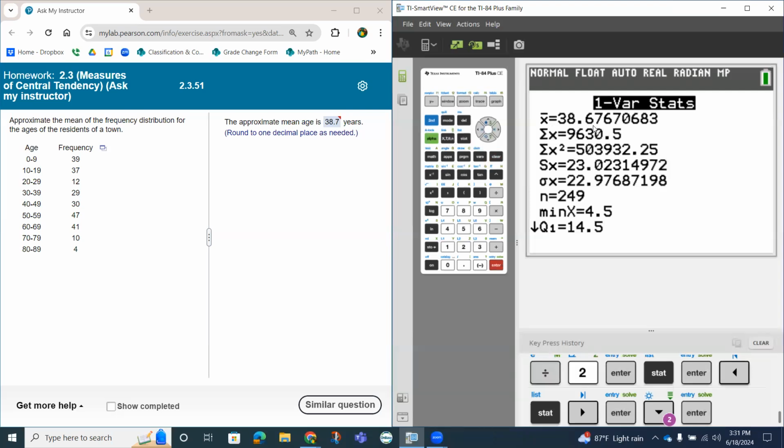So 38.67. Since they say round to one decimal place, we're going to say either 38.6 or 38.7. To round the 6, we look at the 7, and since that's 5 or more, that tells us to round up. So this turns into 38.7. That would be our answer to this question here in your homework.